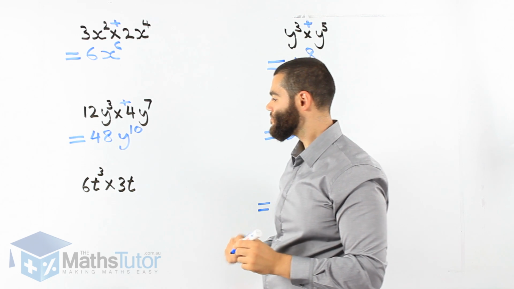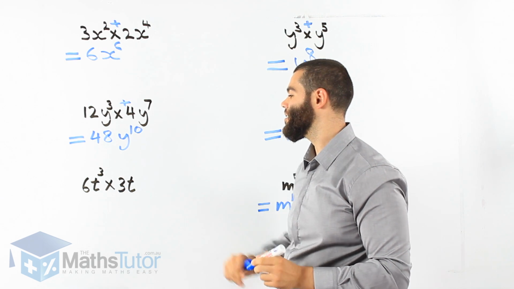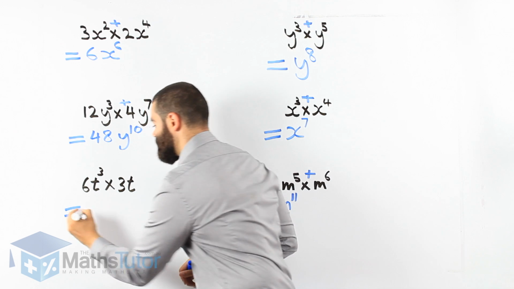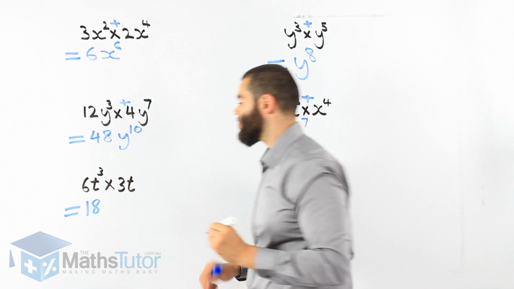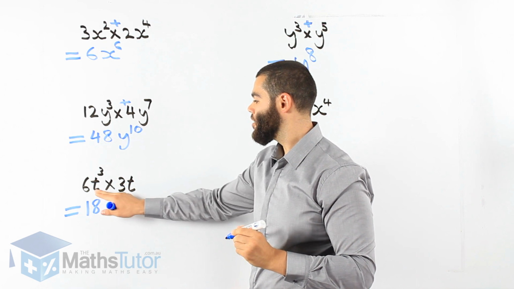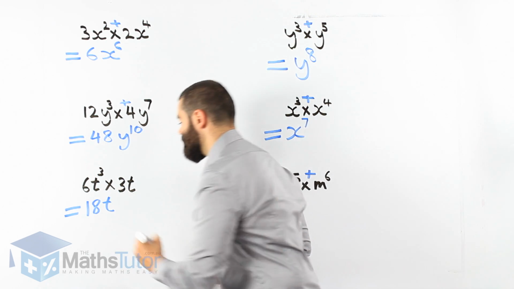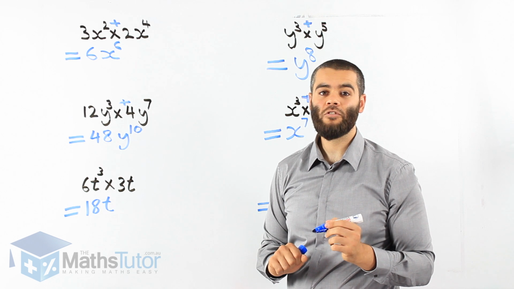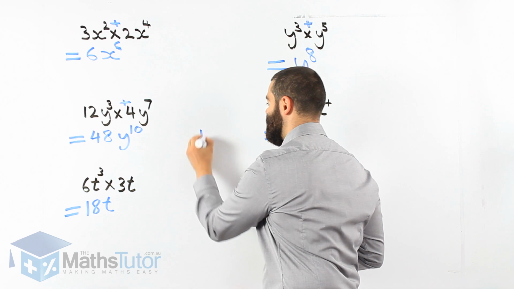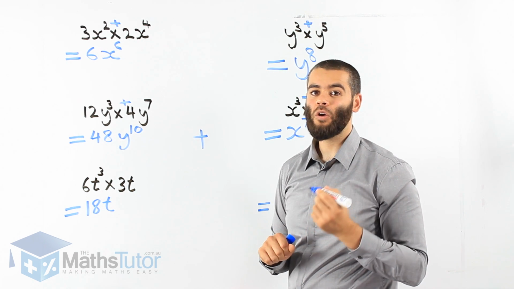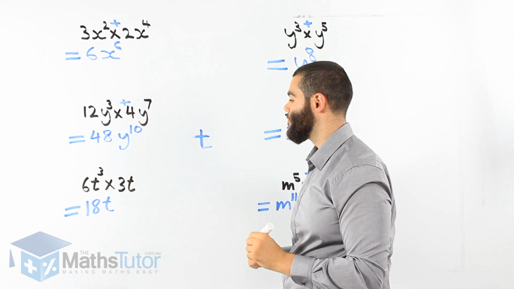Another one, 6t to the power of 3 times 3t. We have numerals. 6 times 3, 18. Remember to do these with me. And we have a multiplication. We have the same base, t and t, so the base is going to be t. And make sure when you're writing your t's in algebra, you make them look like a t, okay? I've seen students just quickly write their t's like that, and it looks like a plus. No, make sure you make it look like a t. Just a tip there for you.